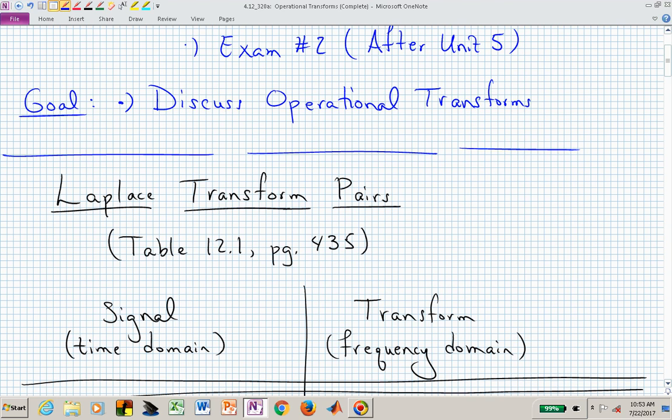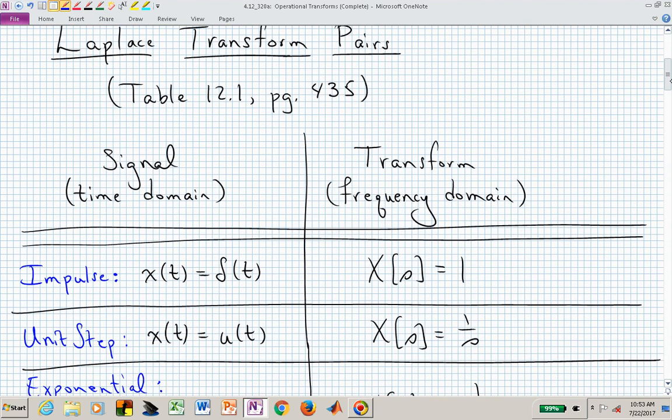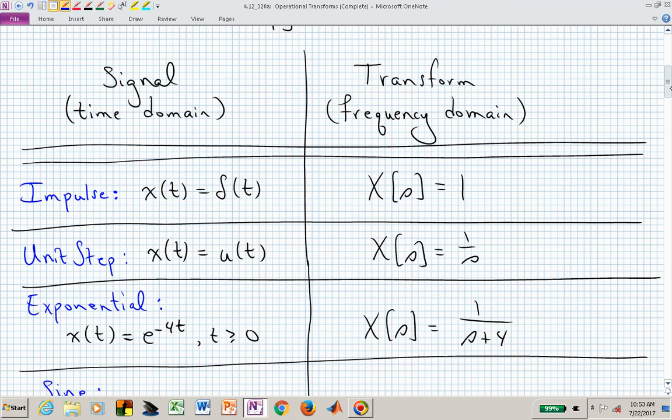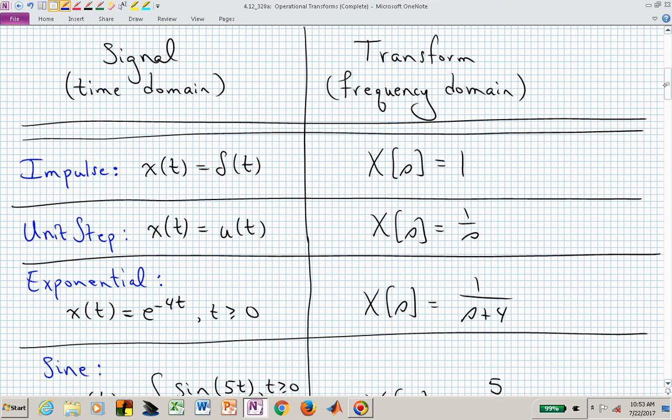And those properties might be, for example, a translation in time or a translation in frequency or maybe a scaling of the time axis. Those are typical modifications to these standard waveforms that we are used to seeing in Laplace transform tables that will be easier to take into the frequency domain if we understand how to utilize these operational transforms. The impulse is one of these standard waveforms.